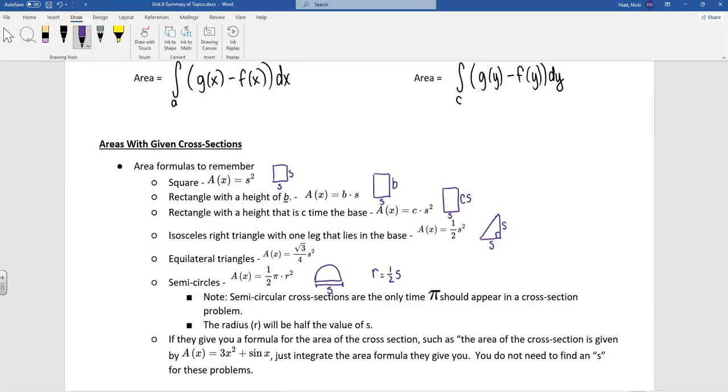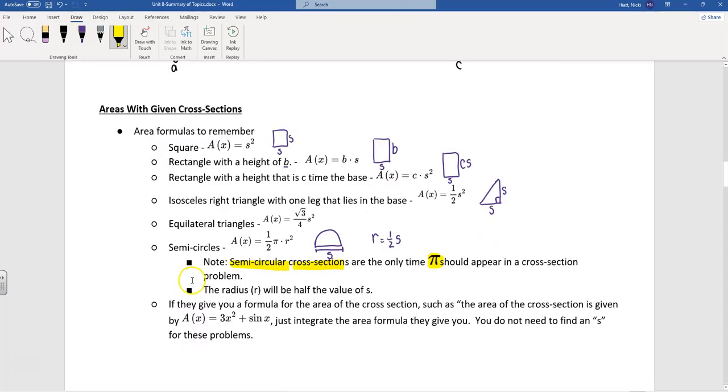Yes, good. Note right here, this is important for you. For cross sections, semicircles are the only time you should see pi, because we've done so many rotations, and every rotation has pi, right? Pi r squared, pi r squared, pi r squared for all your rotations. So we just start putting pi's everywhere. Cross sections, you will not have a pi unless you're doing semicircles, right? No pi's unless you're doing semicircles.